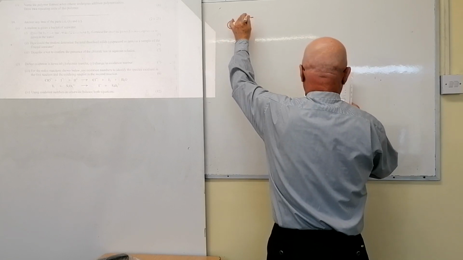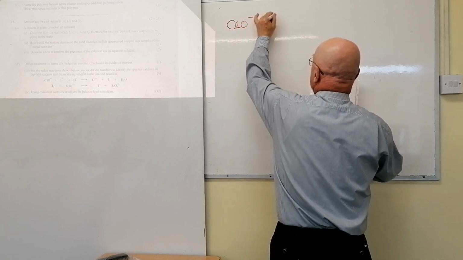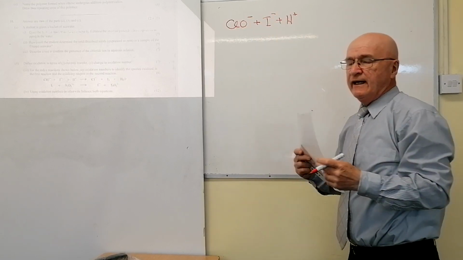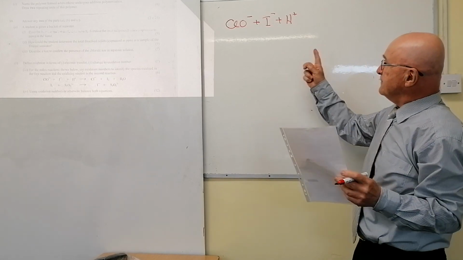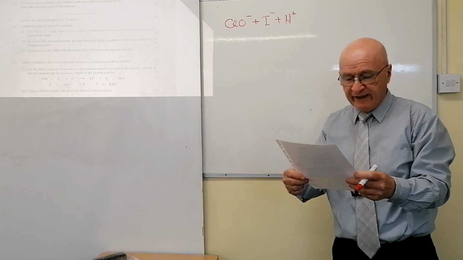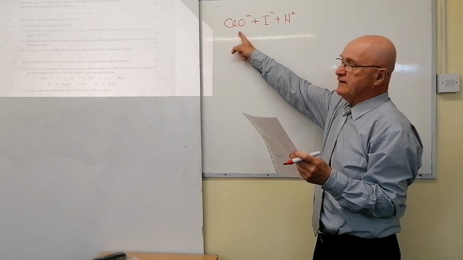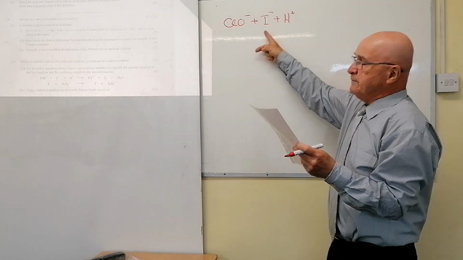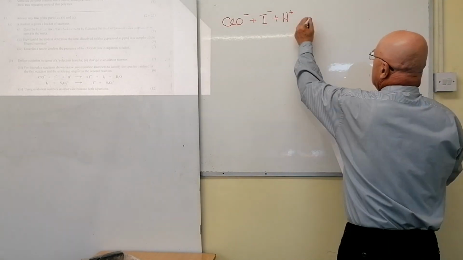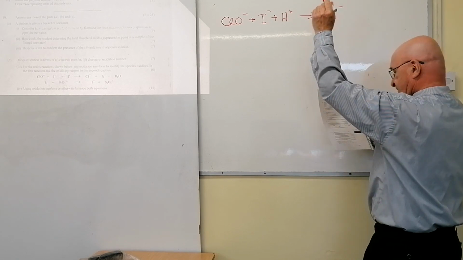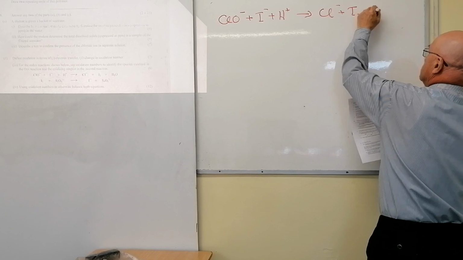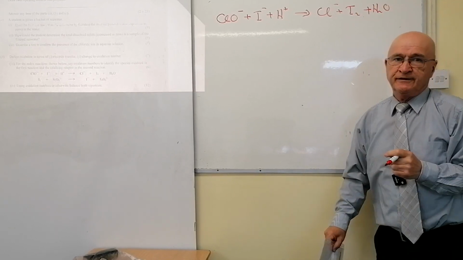ClO minus plus I minus plus H plus. In the next unit, I'm going to demonstrate that for you. That is the test you would use for an oxidizing agent. Okay, bleach is an oxidizing agent. If you put it into acidified potassium iodide, which is colourless, you'll produce iodine. You'll produce Cl minus, I2, and H2O.